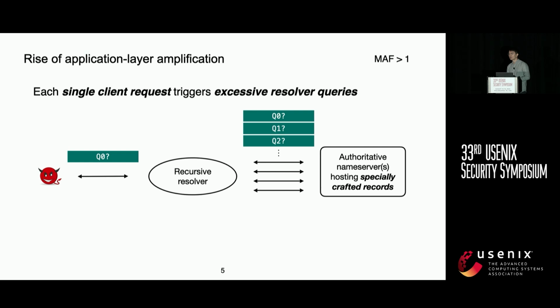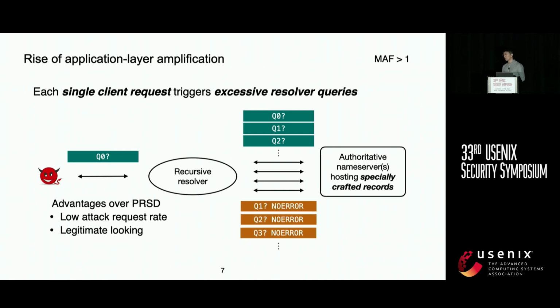application layer amplification attacks, where a single client request can trigger potentially many resolver queries towards name servers that host specially crafted records. Compared with pseudo-random subdomain, these attacks require a much lower request rate by the attacker. And also they can generate queries that look more legitimate, right? For example, those with no answers. Furthermore, these attacks come in a large variety of forms, as I'm going to show in the rest of the presentation. So these facts make such attacks generally much more challenging to detect and mitigate than previous attacks.